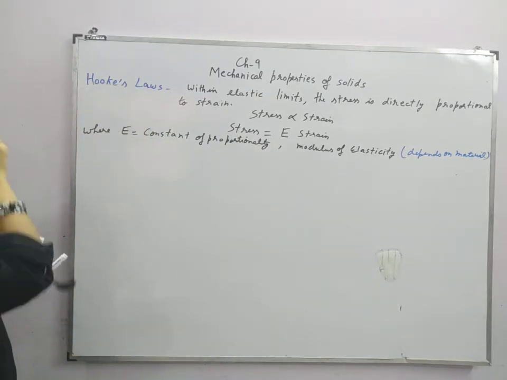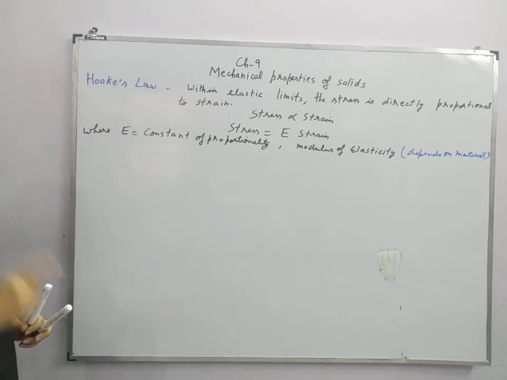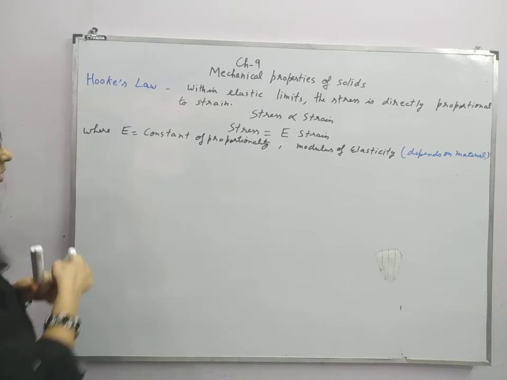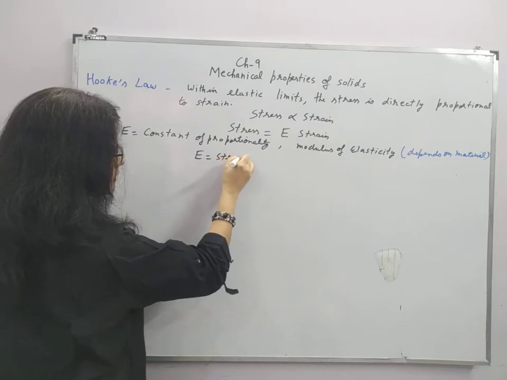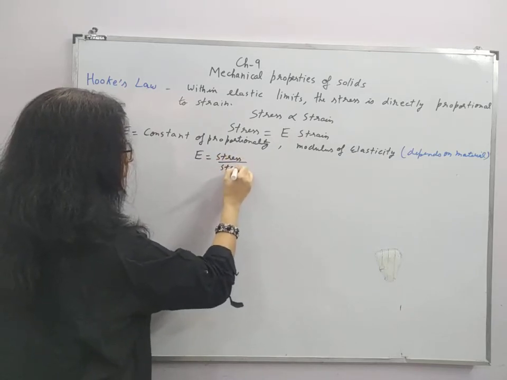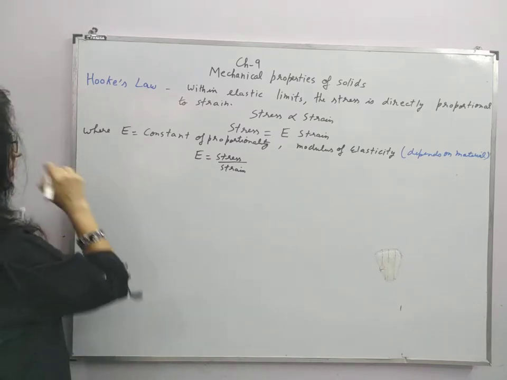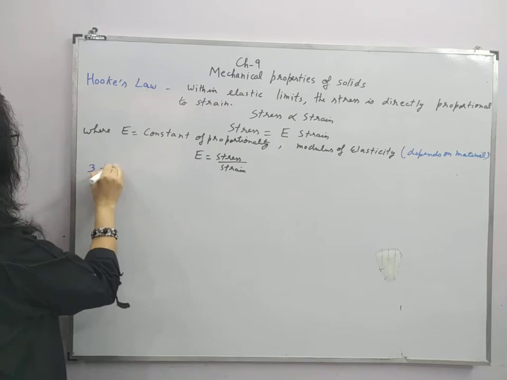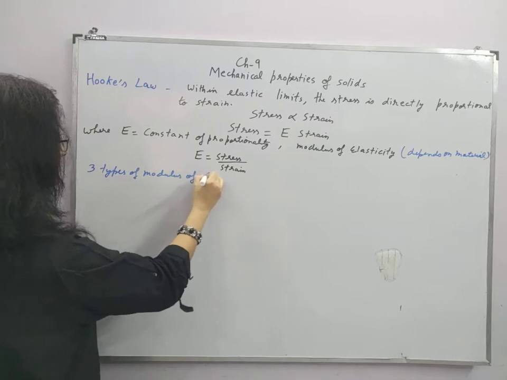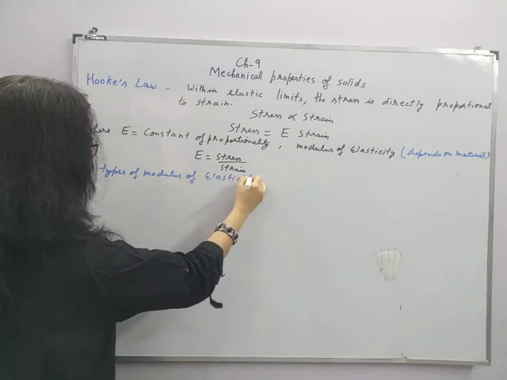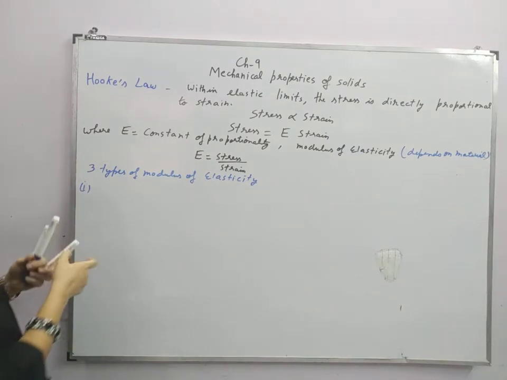Now, on the basis of Hooke's law, we can discuss the three types of modulus of elasticity. So from this equation, we can write E is equal to stress upon strain. So when we apply this Hooke's law, we have three types of modulus of elasticity. The very first is Young's modulus.